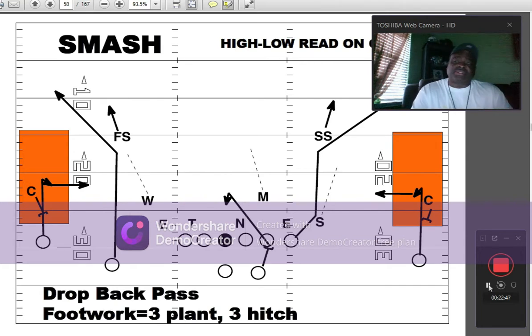A lot of people don't understand that because they don't pay attention to quarterbacks. But as he's going back, when he hits his plant foot and he has to hitch up, that means the area that he wanted to throw to is covered. Now he's changing direction.